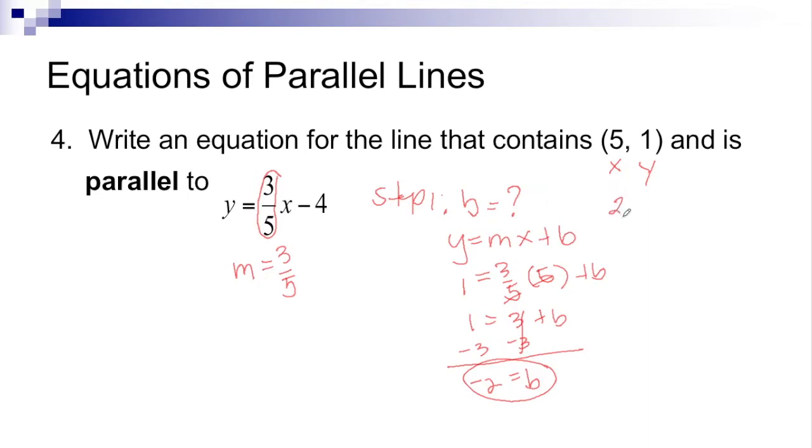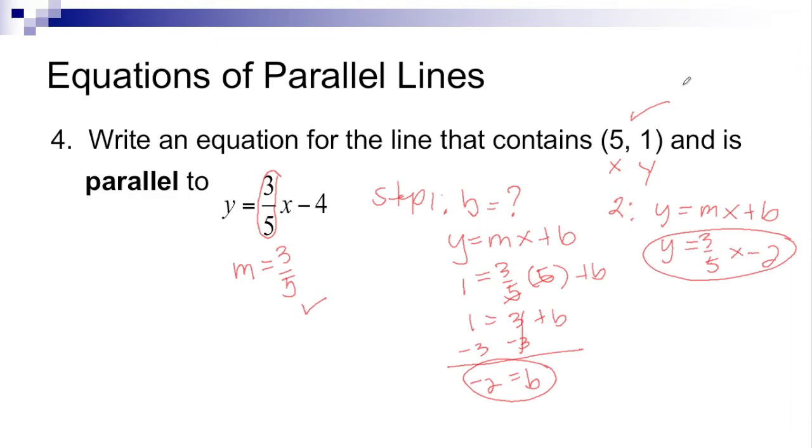Therefore, for your step number 2, plug in the value of the slope and the y-intercept. We have y equals, the slope is 3/5 x, and the value of b is negative 2. So therefore, the equation parallel to y equals 3/5 x minus 4 is y equals 3/5 x minus 2, which passes through or contains 5 and 1.